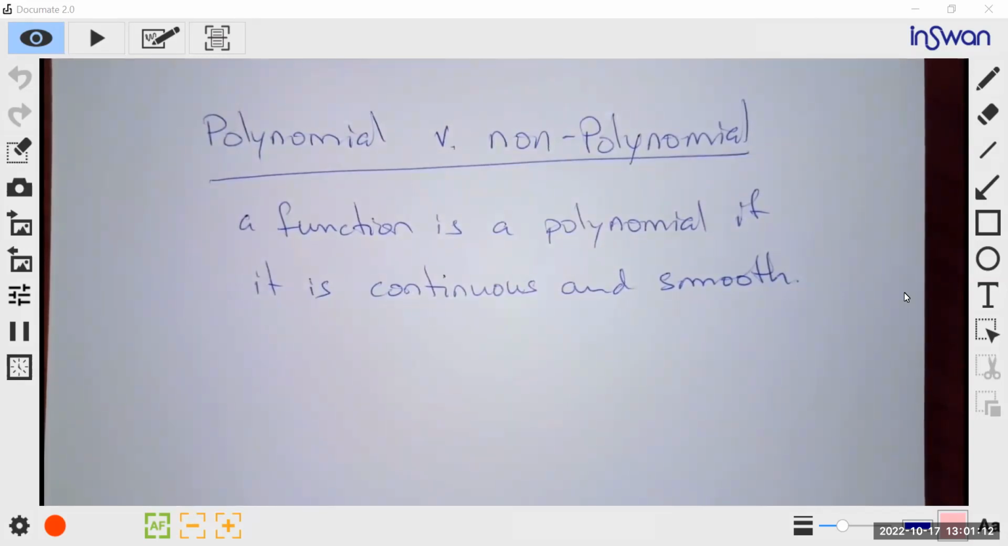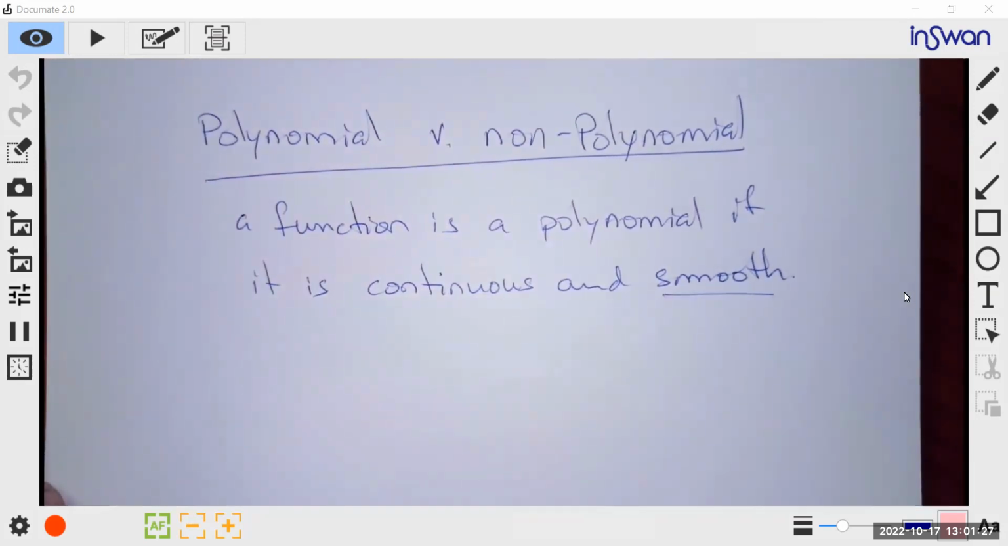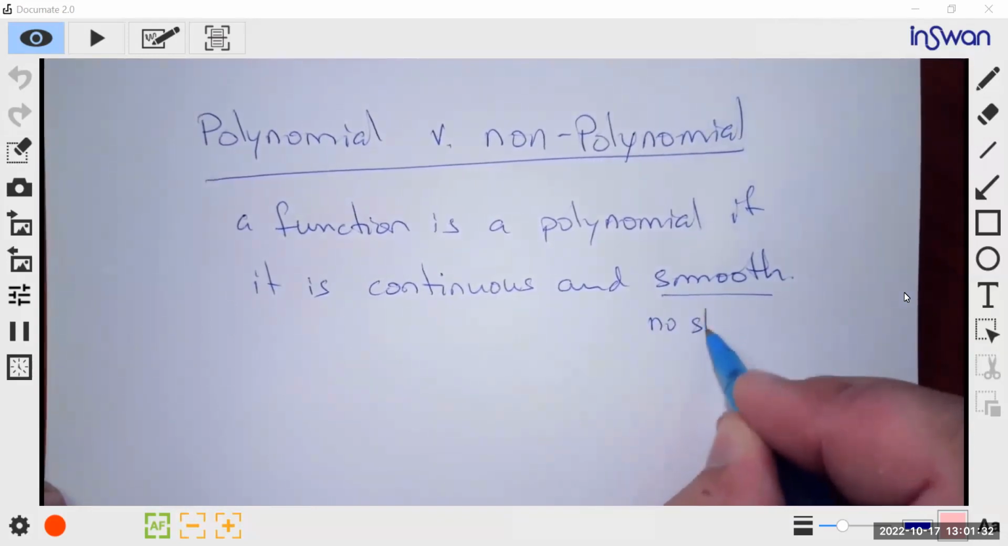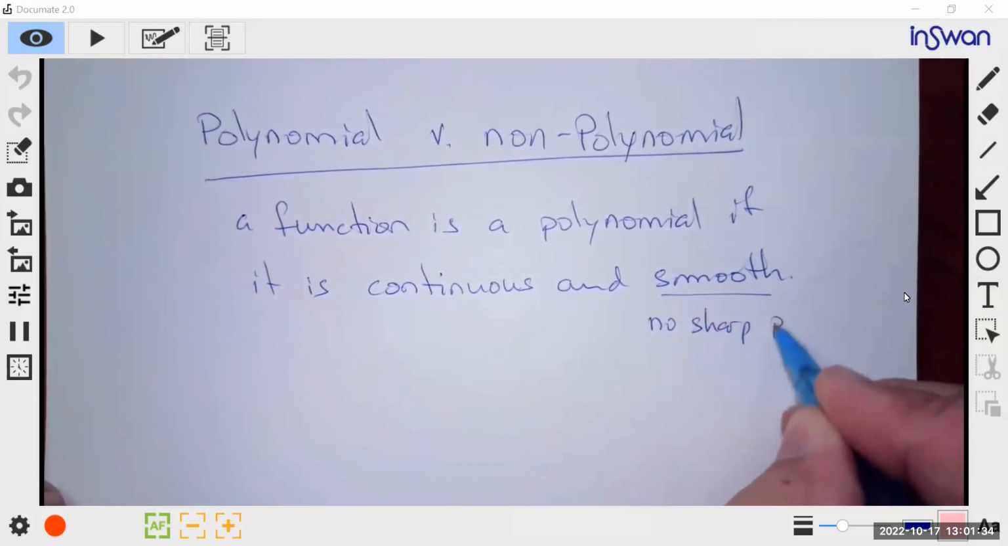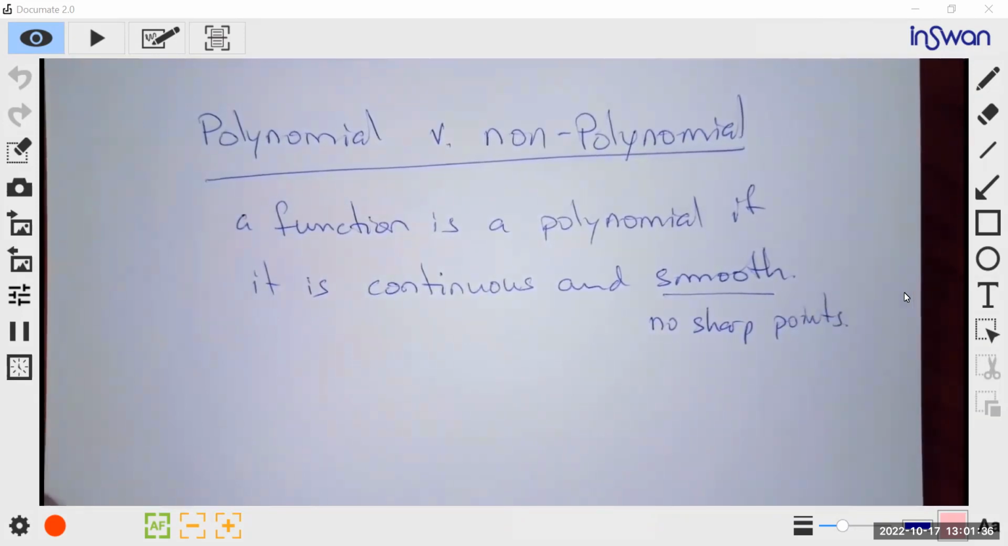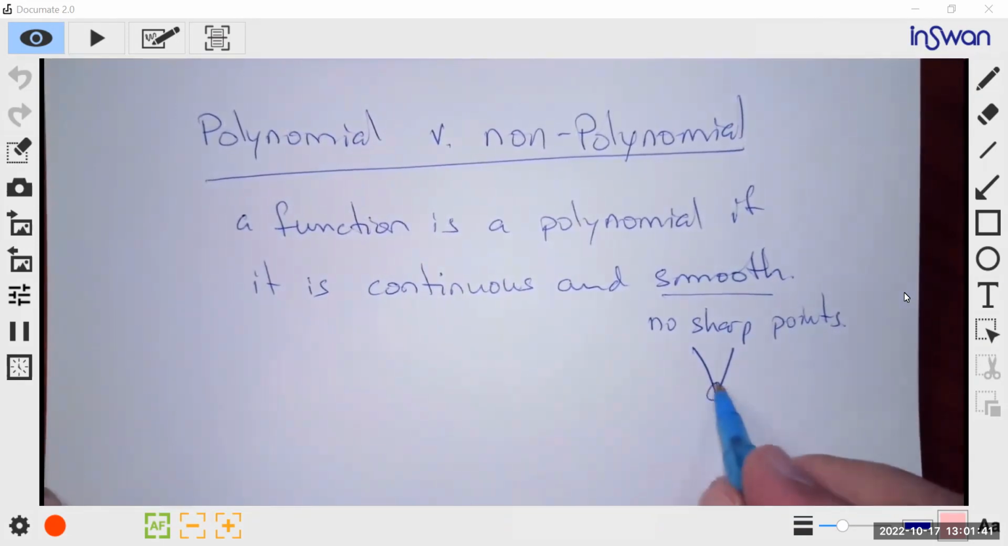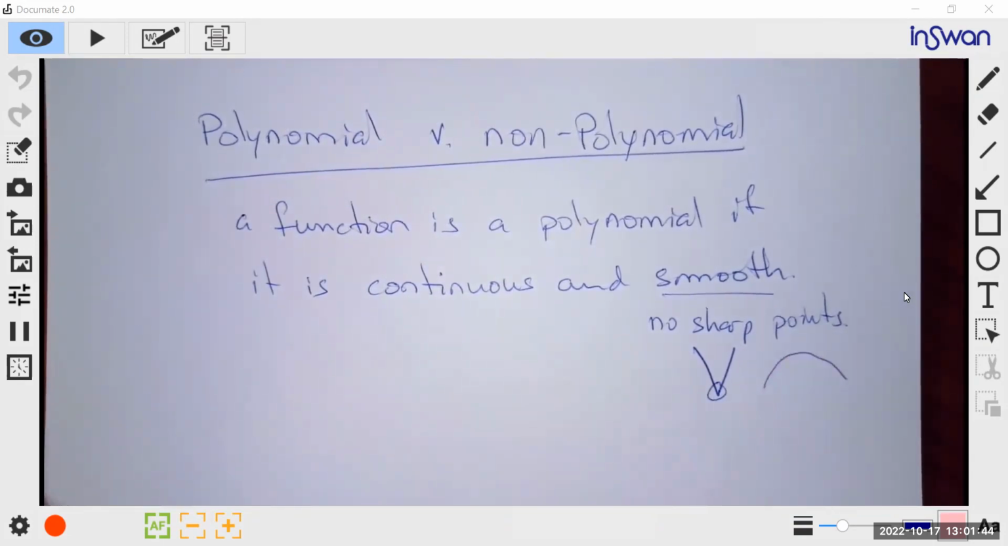What does continuous mean? Yes, without interruption. In other words, if I start at one end of the graph and keep my pen on it, it'll never lift up, without any interruption. Now, what does it mean by smooth? No sharp points. Yeah, like that. No sharp points. If we have a point, it's not a curve. Because it has to be smooth and continuous.